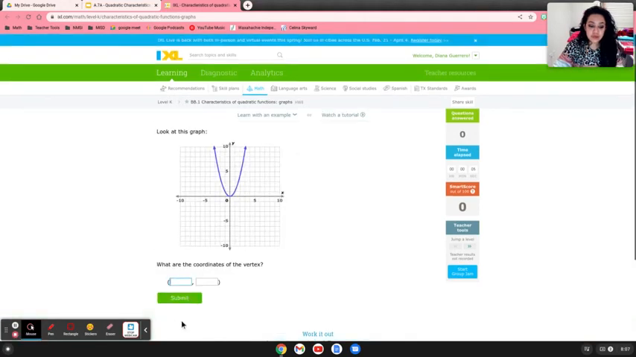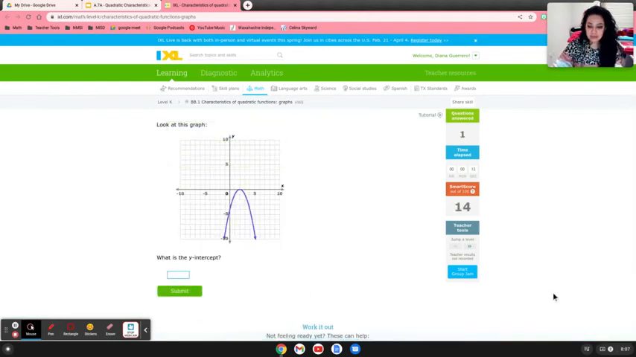So first one asks for the coordinates of the vertex. In this case, my vertex is at 0, 0. Submit. Other things, it asks the minimum value of this function. This minimum, you look at your y, is at 0. Submit.